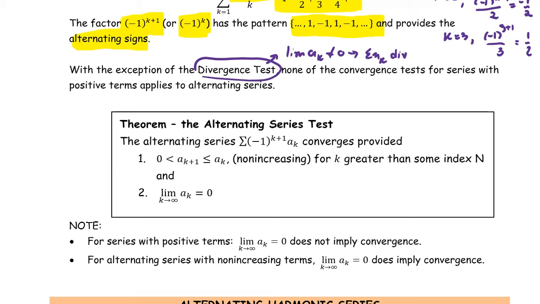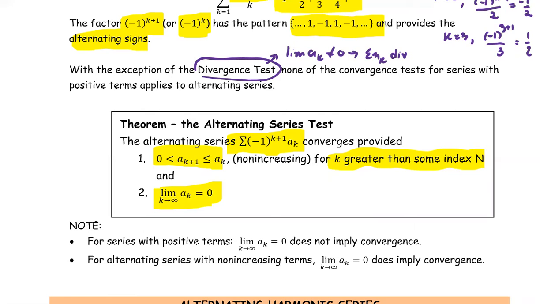The alternating series test. The alternating series in the form of the summation of (-1)^(k+1) times ak converges if, number 1, the terms are not increasing. That means the term ak+1 is less than or equal to the term ak for all k greater than some index n. That means it's not necessary for k to start from the very first term. Starting from some term n and so forth, ak+1 is less than or equal to ak. And also, number 2, the limit of ak as k approaches infinity equals 0.